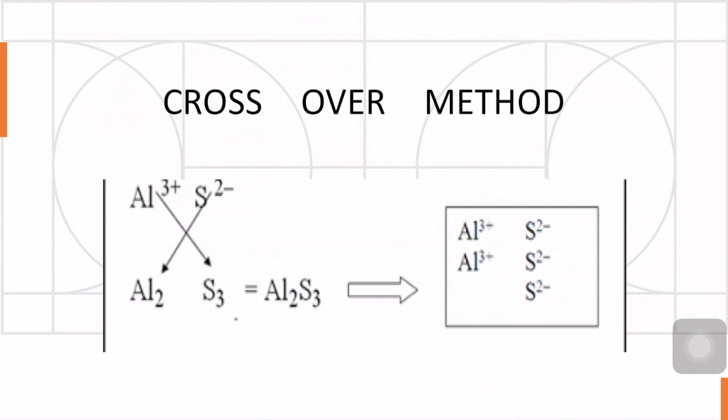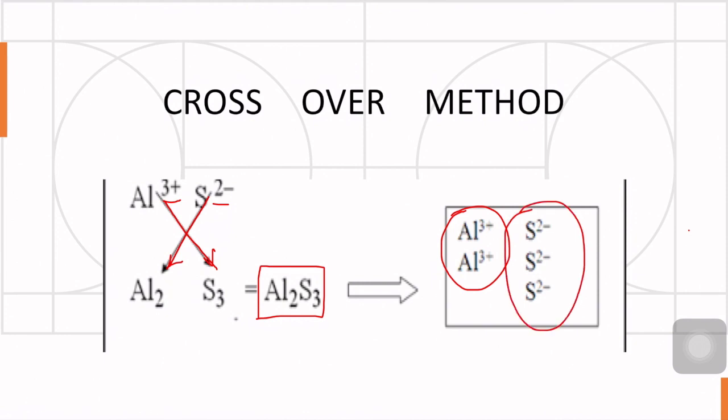So for example, you have aluminium sulfide. Aluminium sulfide has Al3+ and S2- ions. What you need to do is take these two charges on the ions and bring them down to the other side. So now you will have Al2S3. This simply means that you have 2 lots of Al3+ ions and 3 lots of S2- ions.